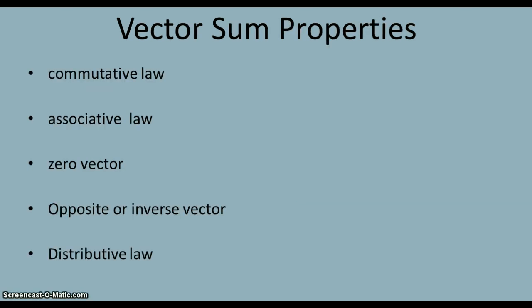Now to look at our vector sum properties, this works in 2 or 3 dimensions. The commutative law says that vector A plus vector B is the same as vector B plus vector A. The associative law means that you can add vectors A plus B first and then add vector C, which is the same as adding B plus C first and then adding on vector A.